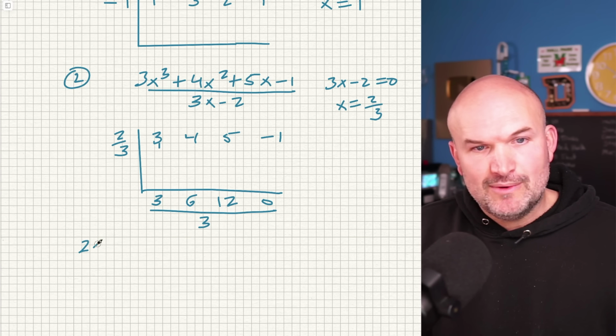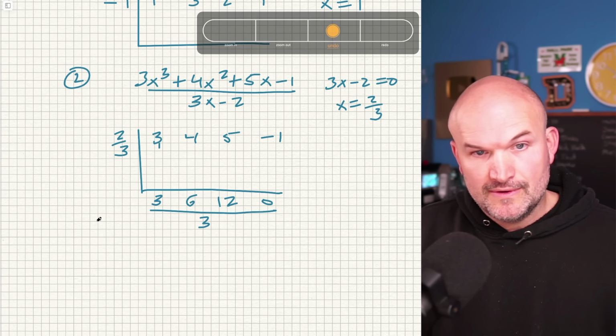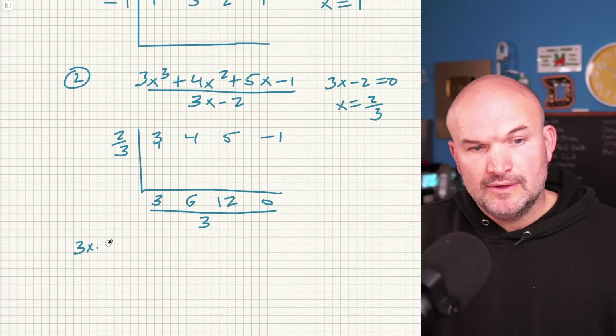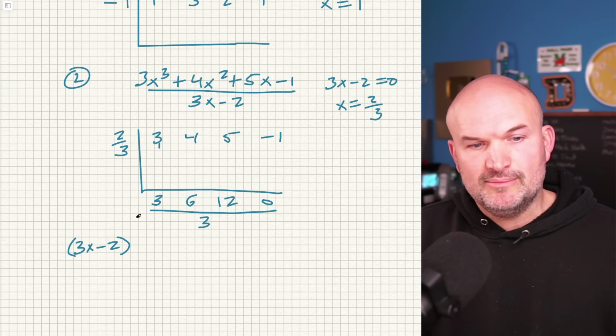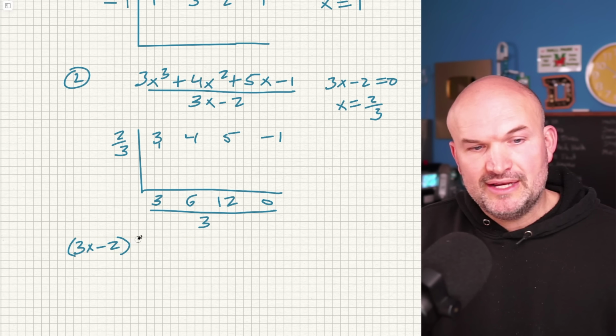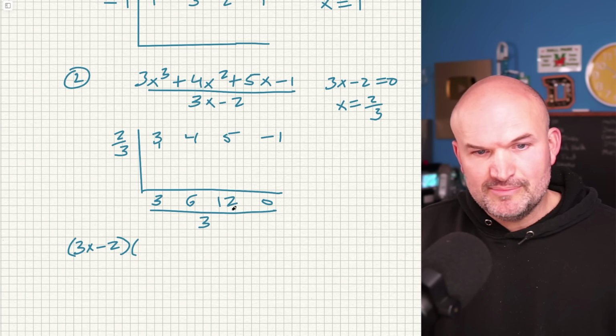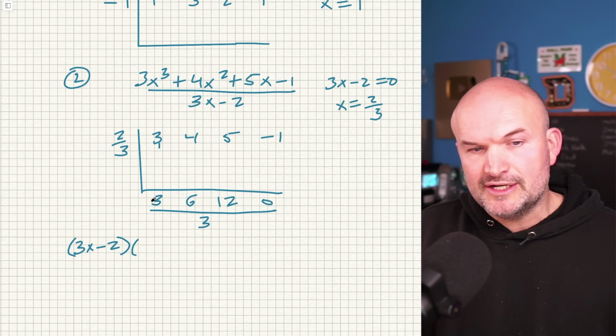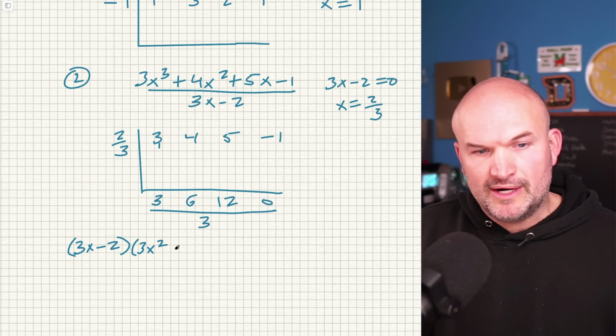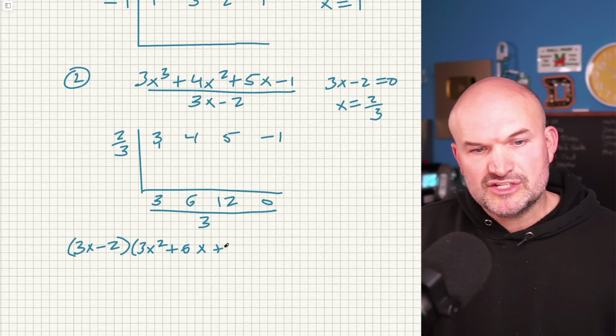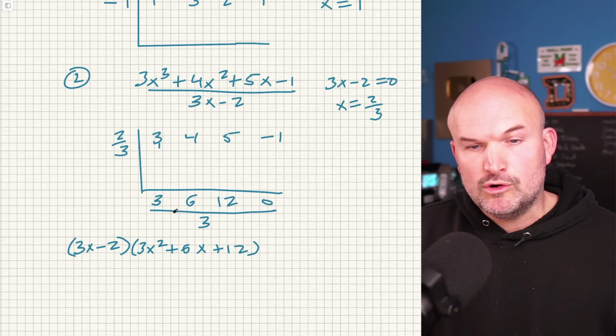So we have a 3x minus 2. And what would that multiply by to get us this original polynomial? Well, if we don't divide by 3, that would be this. This would be your constant, your linear, and your quadratic. So that'd be a 3x squared plus 6x plus 12. Okay, that's how you'd write that quotient right there.